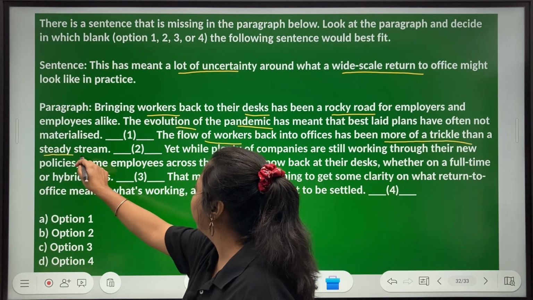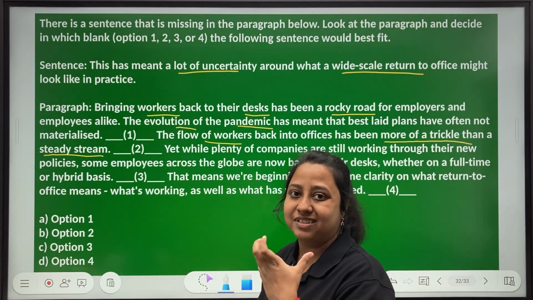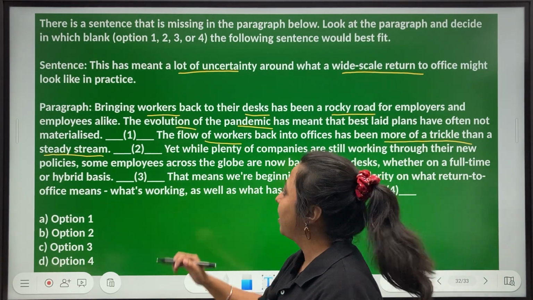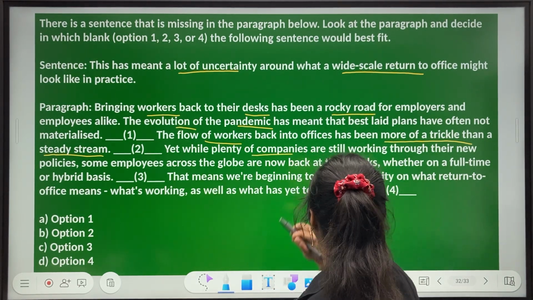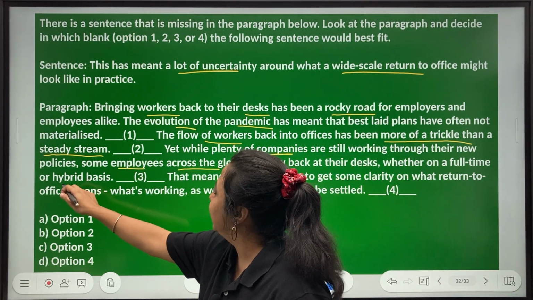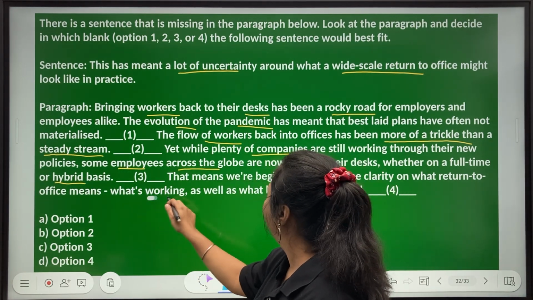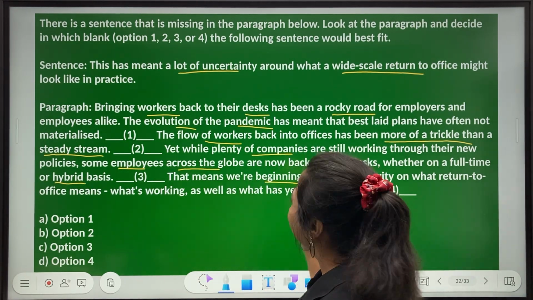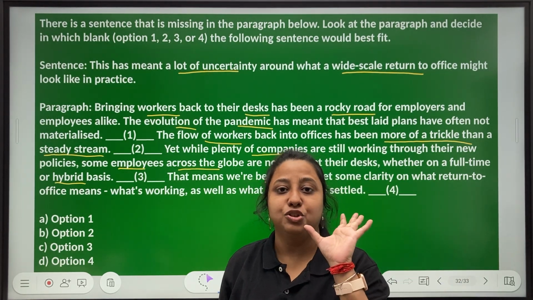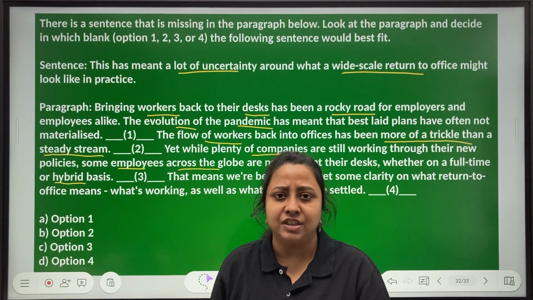Okay, so this looks like something that makes sense. So a saying, more of a trickle than a steady stream. Plenty of companies across the globe employs, see, hybrid. So back to their desk, hybrid working, beginning, more or less easy, right? All the words that we have seen so far, they seem student friendly. They seem words which we use in our daily conversations.